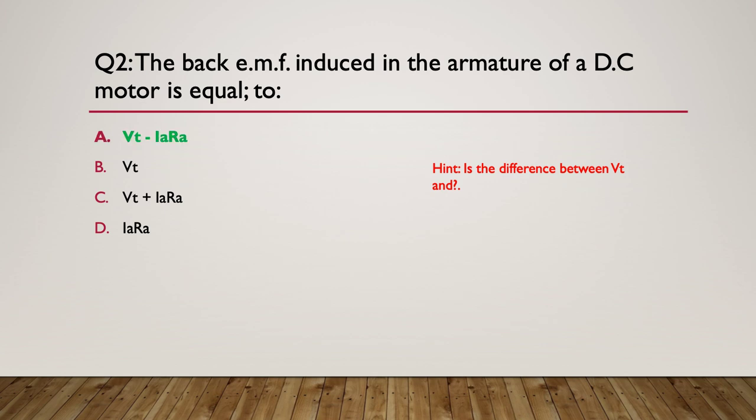So the answer is A. It's the only one that has a minus sign in it, so it's the only one that looks at difference. So the voltage total subtracted from the armature current multiplied by the armature resistance, which gives you the armature voltage.